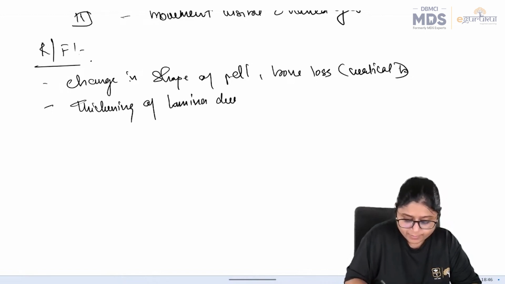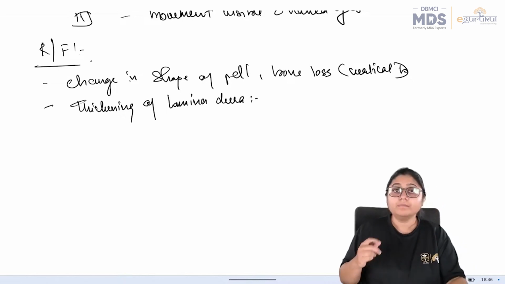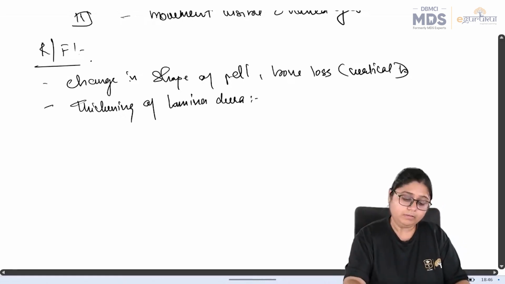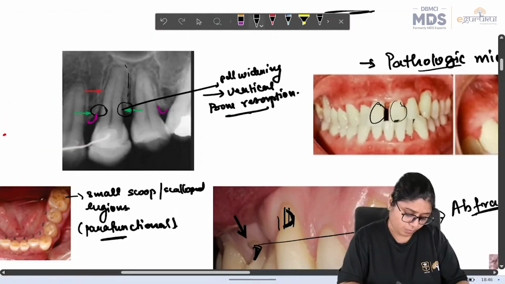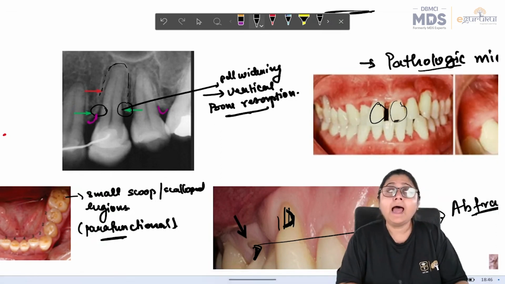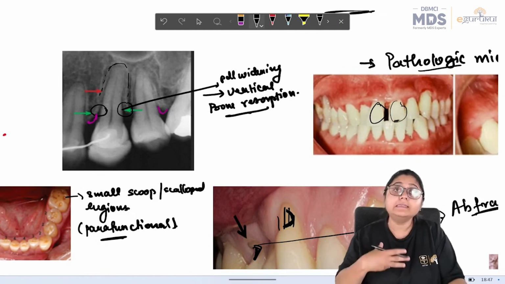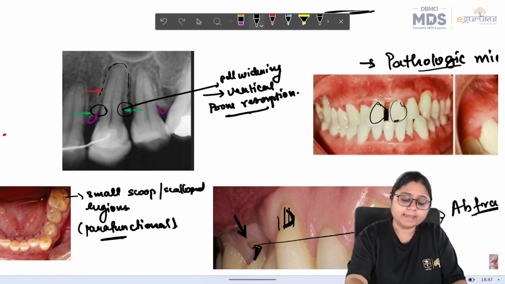Now what is lamina dura? Lamina dura is the opaque zone. See here, this white opaque zone which you see, this is your lamina dura. This is also called bundle bone, and this is the region where your Sharpey's fibers get inserted.